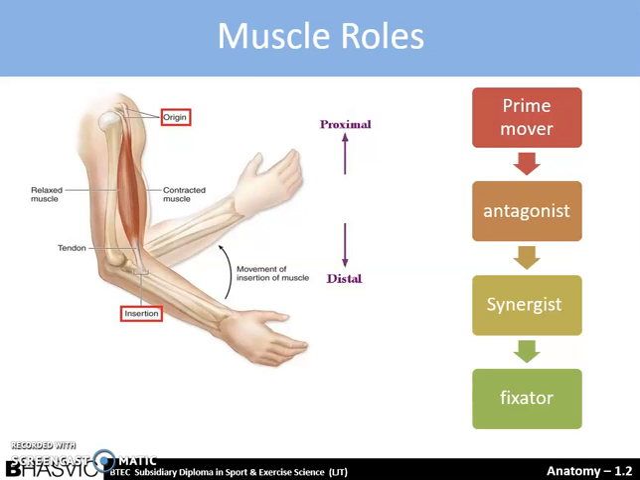Hello, this is 1.2. This is the muscle roles, and the four functional groups in the muscle roles are the prime mover, which is also known as the agonist, has the largest workload and is responsible for the movement. The antagonist, which creates a slight resistance, lengthens during contraction, prevents an overshoot, so an over contraction, which can cause injury and tear in the muscle fiber.